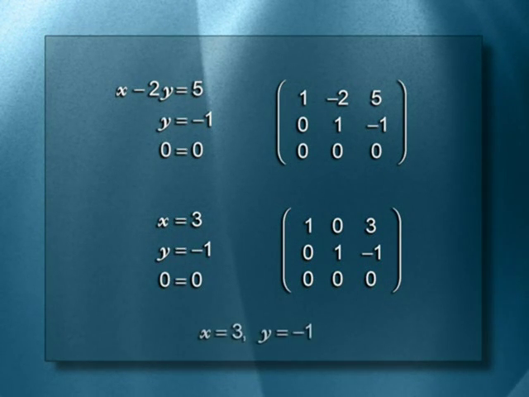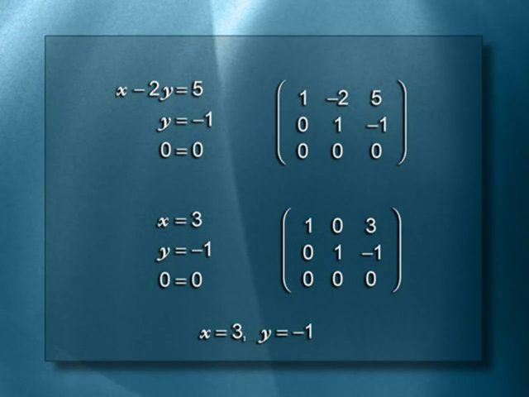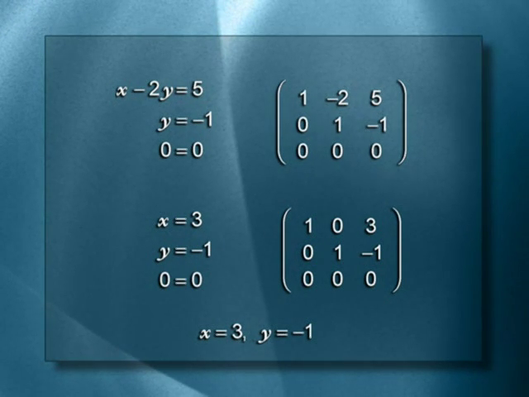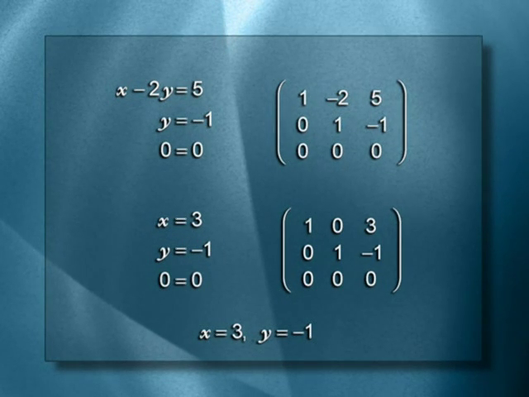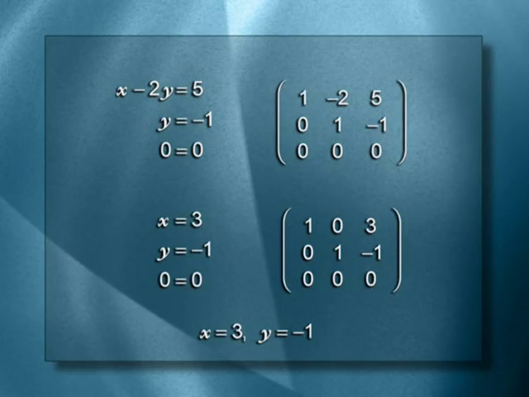Look what it looks like. X equals 3, y equals minus 1. What's the solution to that system? It's staring at us. X is 3, y is minus 1. Now look over at the matrix. The matrix, if you read it the right way, the first equation translates x equals 3, and the second equation translates y equals minus 1. Isn't that neat?